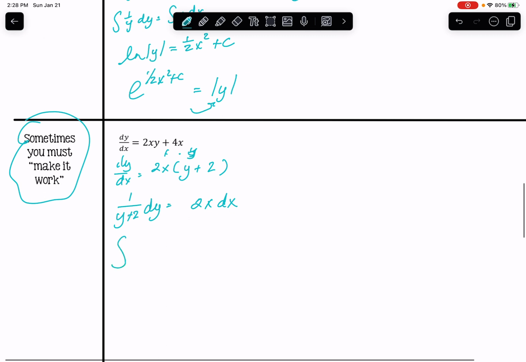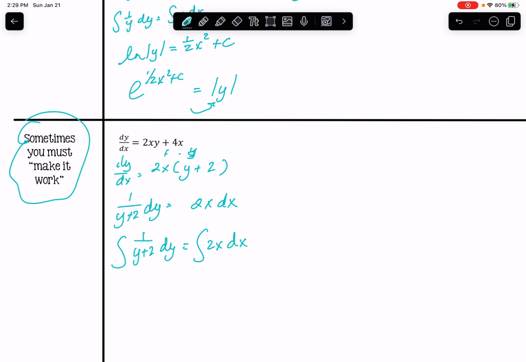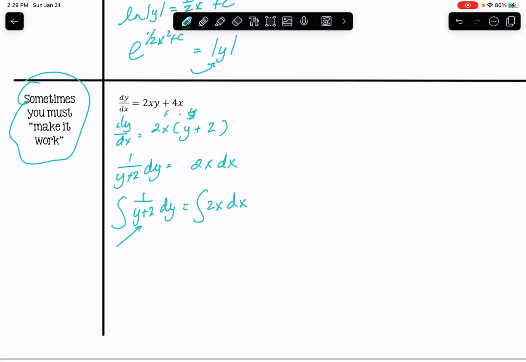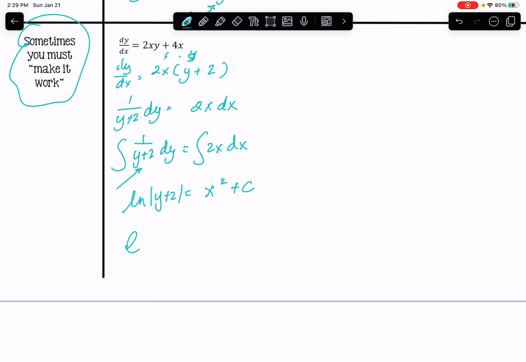So then let's integrate that. 1 over y plus 2 dy is the integral of 2x dx. Now, you could use substitution, but it's not going to change anything. So this is just ln of the absolute value of y plus 2 is equal to x squared plus c. So that would mean e to the x squared plus c is equal to the absolute value of y plus 2.